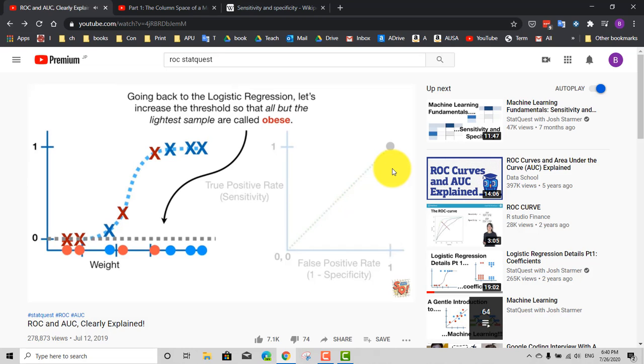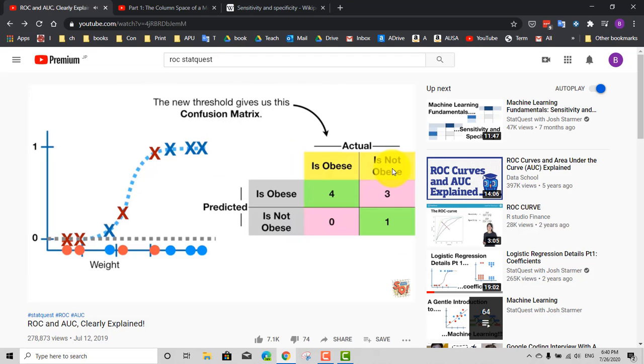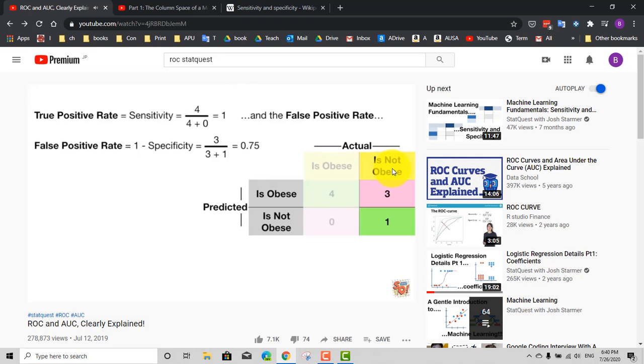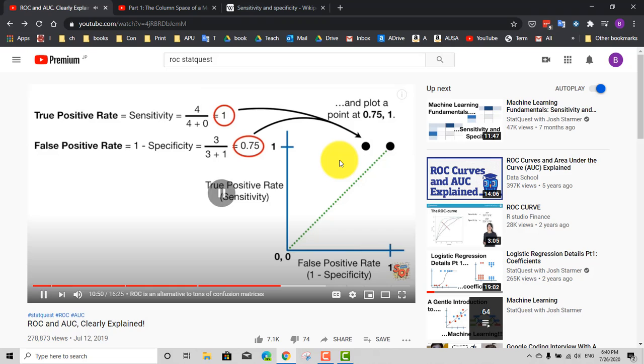Going back to the logistic regression, let's increase the threshold so that all but the lightest sample are called obese. The new threshold gives us this confusion matrix. We then calculate the true positive rate and the false positive rate.